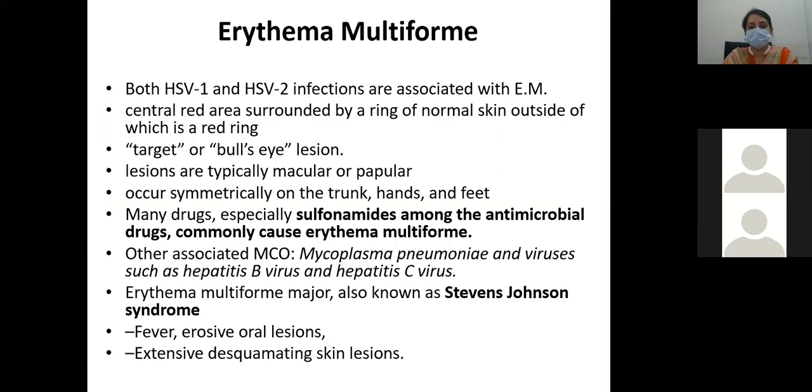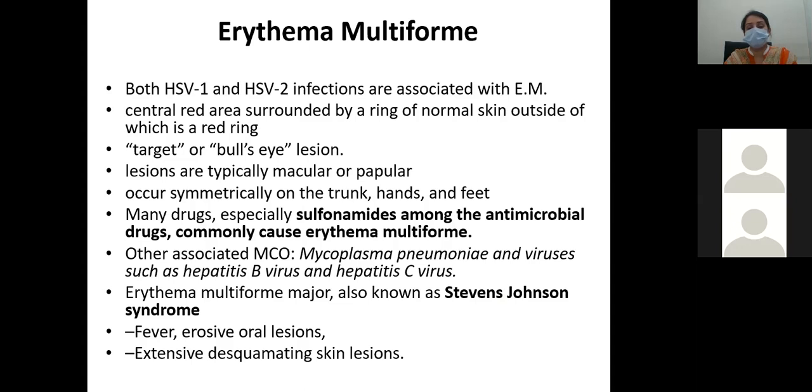Okay, next there is erythema multiforme, and both herpes simplex type 1 and type 2 infections are associated with erythema multiforme. In erythema multiforme, there is a central red area surrounded by a ring of normal skin, which is in turn surrounded by a red ring, giving target or bullseye-like lesions. The lesions are typically macular or papular, they can be both, and they occur symmetrically on the trunk, hands, and feet.